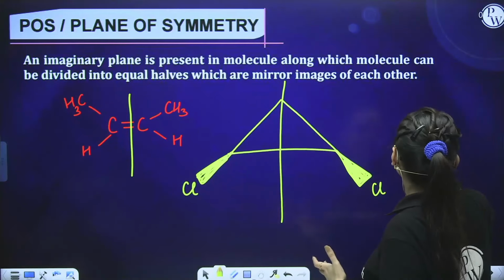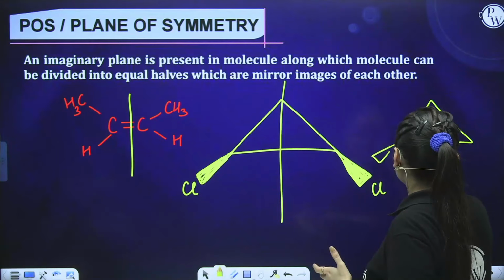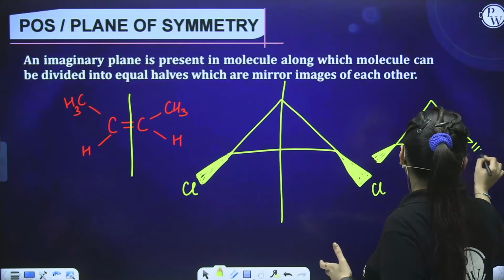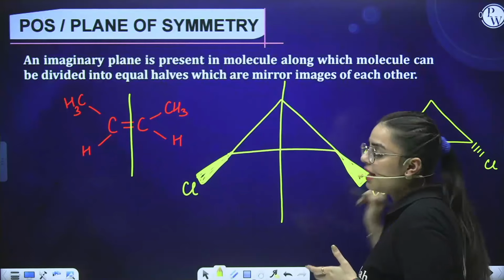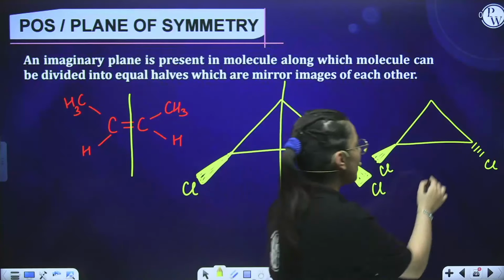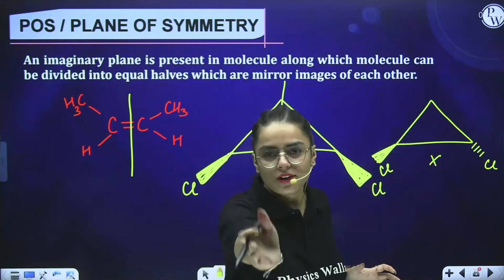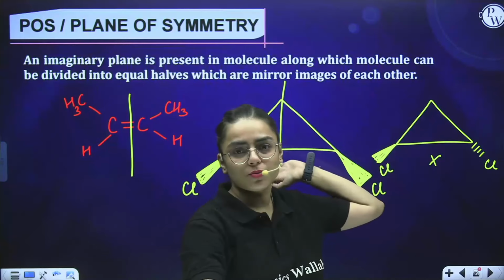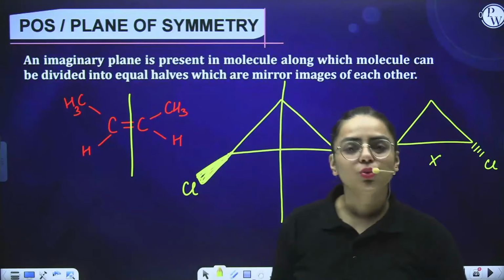Now, let us take one more example over here. If I say, now, is there any POS present over here? So no. Why no? Because here one Cl is present in front and one Cl is away from the observer. So it cannot divide the molecule into two equal halves.